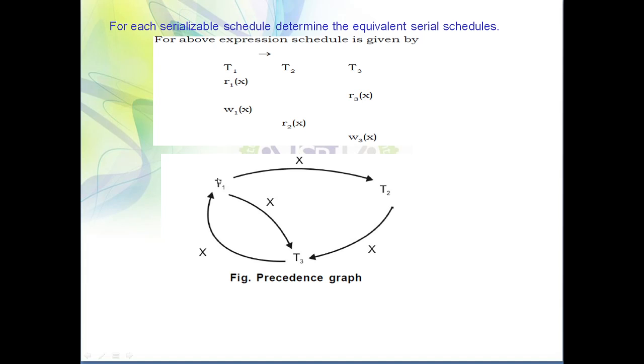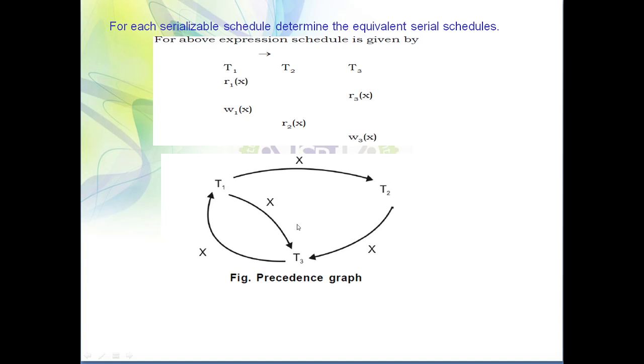So in this way I have drawn this precedence graph. Once you reach up to this, you need to stop. You need to start from the first operation and end with the last operation. So in this way we have developed the precedence graph for this particular schedule.